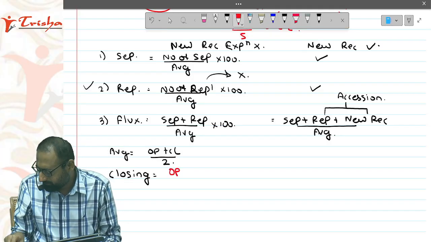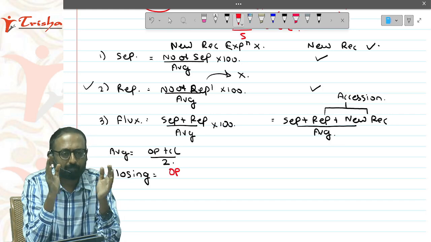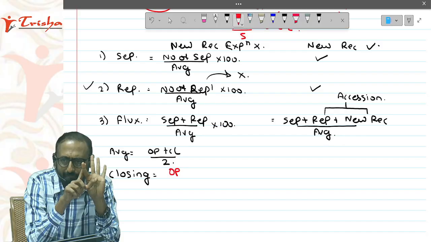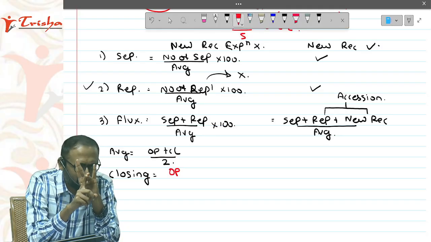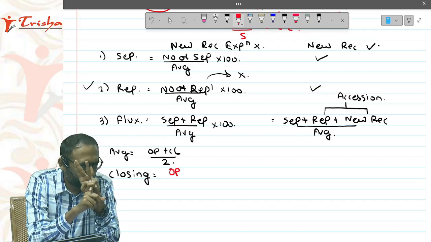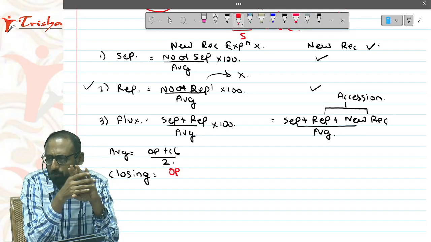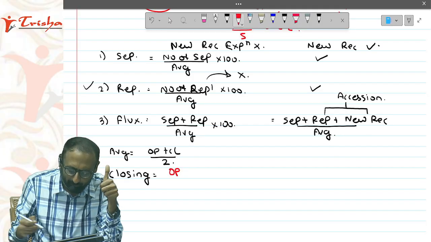Now you decide, sir. You tell me. Opening workers are given. Separation workers given. Replacement workers given. New recruitment for expansion given. How to calculate the closing number of workers? Start, sir, with opening workers.